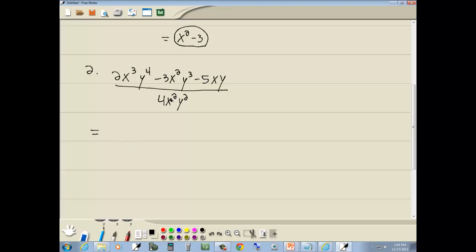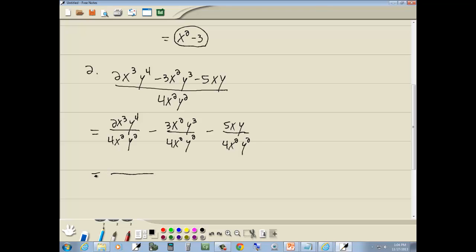Now notice we have a single term down here again, a monomial. So we're going to split this into separate fractions. So I'll put 2x to the third, y to the fourth, over 4x squared, y squared, minus 3x squared, y to the third, over 4x squared, y squared, minus 5xy over 4x squared, y squared. And let me double check everything. That looks right. Okay, now let's simplify.